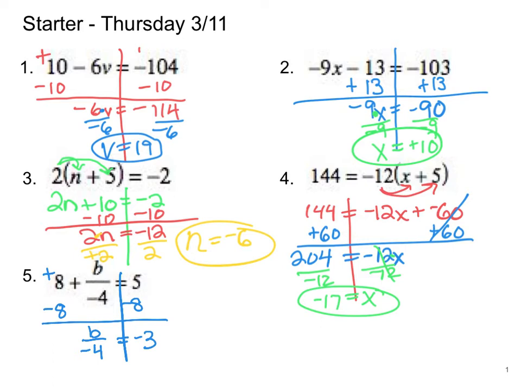Now, b and negative 4, they are dividing. The opposite of division is multiplication. So we're going to multiply by negative 4 on both sides. Negative 4 divided by negative 4 is 1. We always cross it out and leave b by itself. Negative 3 times negative 4 is a positive 12.